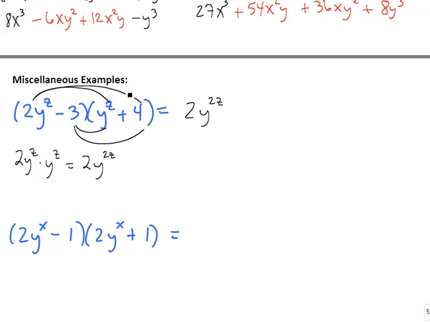When we do outer times outer, 2y to the z times 4 becomes positive 8 y to the z. Inner times inner is negative 3 times y to the z, or minus 3 y to the z. And last times last, negative 3 times positive 4 is negative 12. Always check for like terms, especially in the middle, which we do have. So this is going to simplify to 2y to the 2z, plus 8 minus 3 is positive 5y to the z, minus 12.